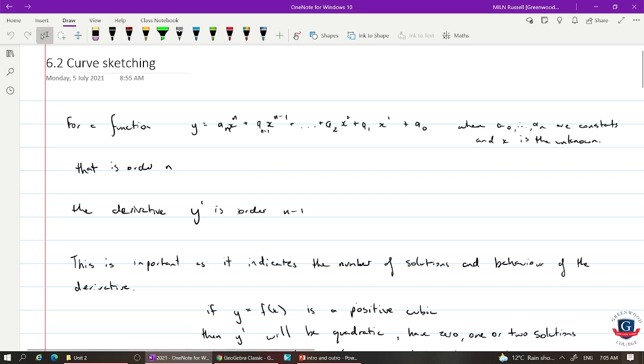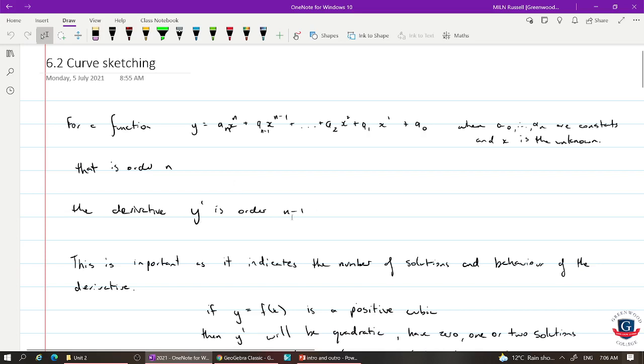So for a function y, for a polynomial, it'll be in the form a_n x to the n plus a_(n-1) x to the n minus 1 all the way down to a_0. And the order of this polynomial is order n, the highest power of the unknown x. Now when we take the first derivative, the order of the first derivative will be n minus 1.